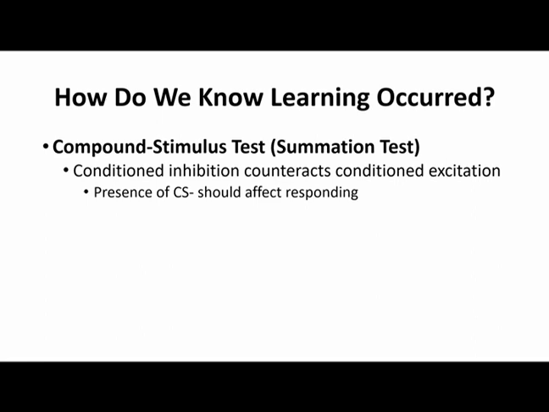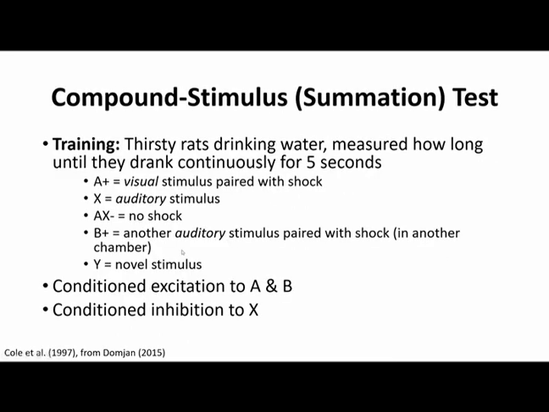Like I said, it's a little bit complicated, so we're going to go through an example with images, because that's what helps me for this. So in this scenario, we have training set up where we have thirsty rats, basically meaning that rats had been deprived of water so that when they were given the chance to drink from a water bottle, they would readily drink from that water bottle. That would be our establishing operation, as it were.